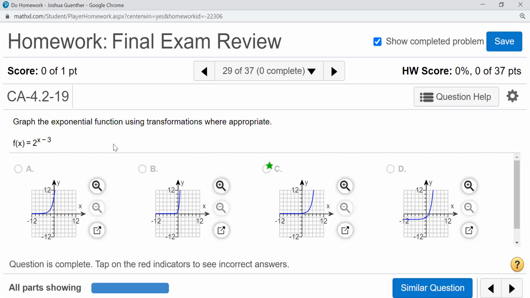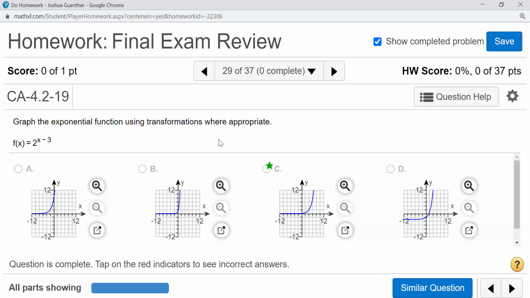So we're going to want to graph the exponential function using transformations where appropriate. So the function is 2 raised to the x minus 3 power. Now we've got the basic shape down. You remember the basic shape of an exponential function. If your base is greater than 1, which it is here, our base is 2, it takes this upward sloping kind of hockey stick look. So it goes up like this.